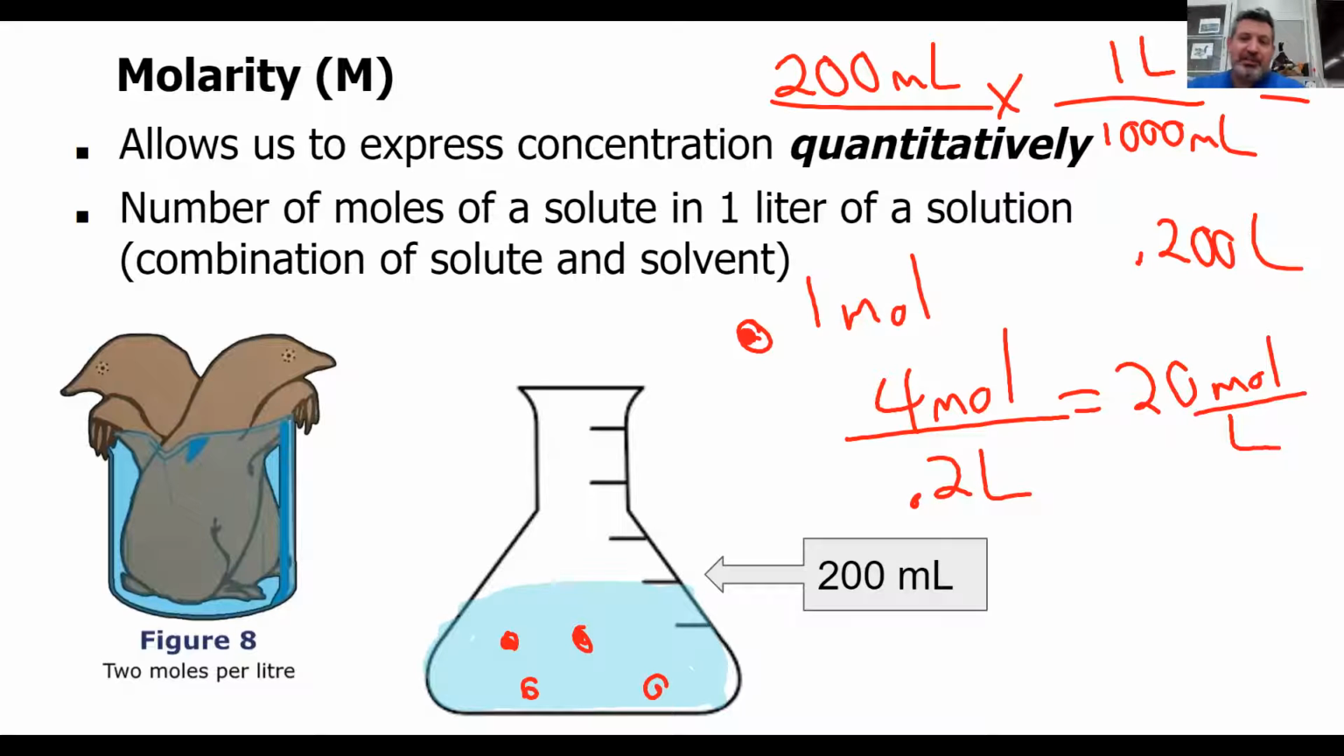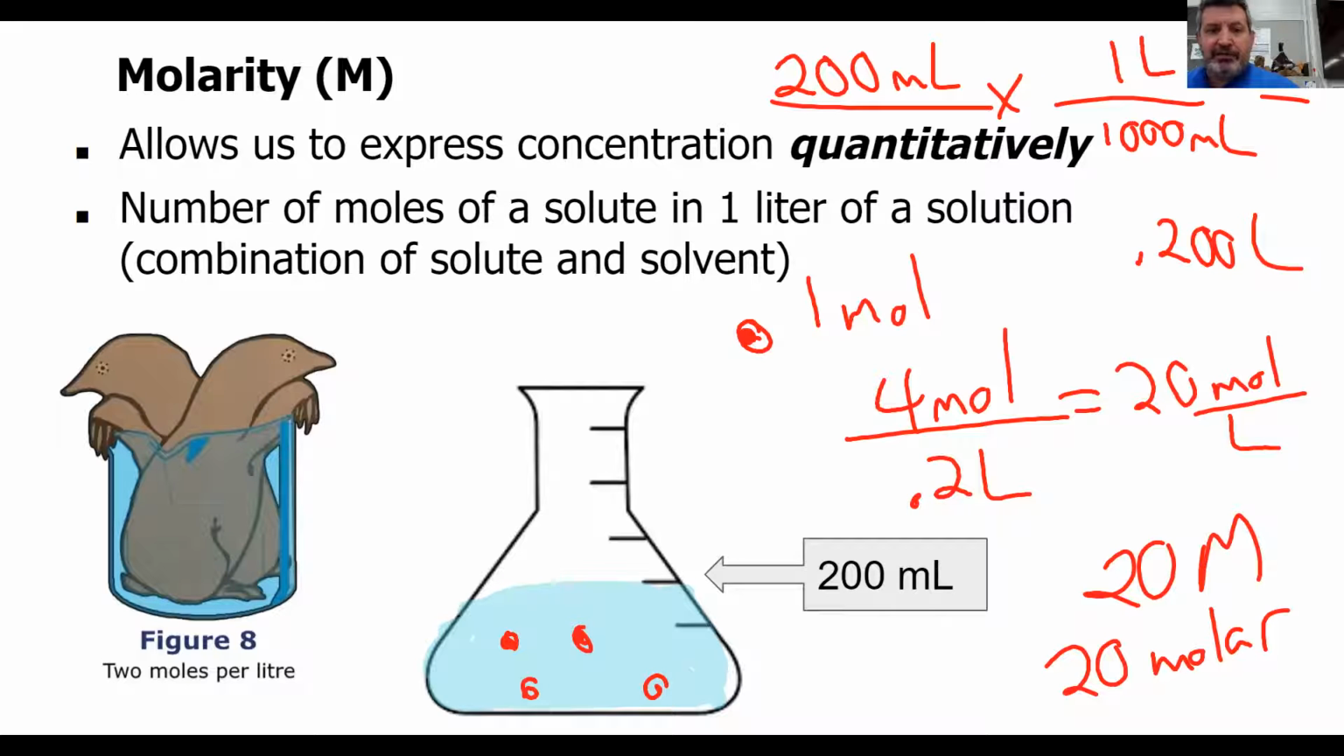Okay, now in chemistry, we don't usually write it in moles per liter. We would just write 20 with a capital M, and we would say this is 20 molar solution. Molar like the tooth, okay? But we really mean moles per liter when we say molar, okay?